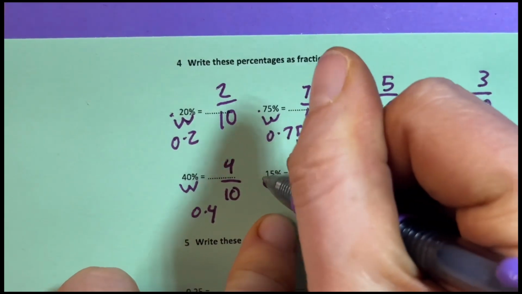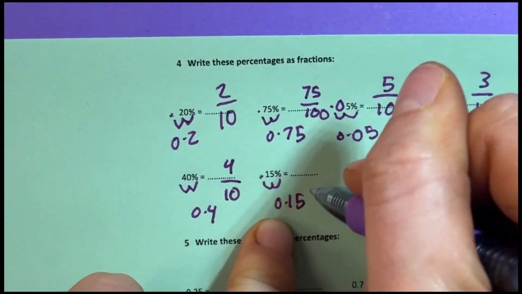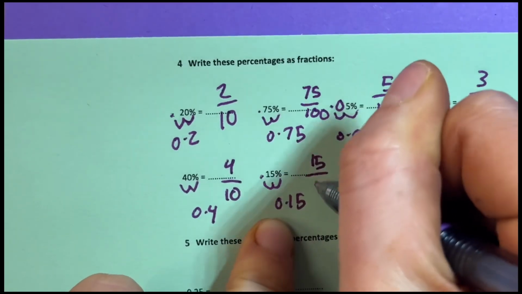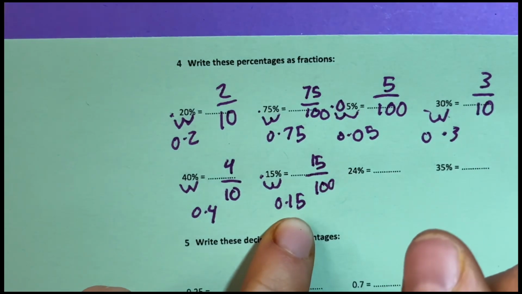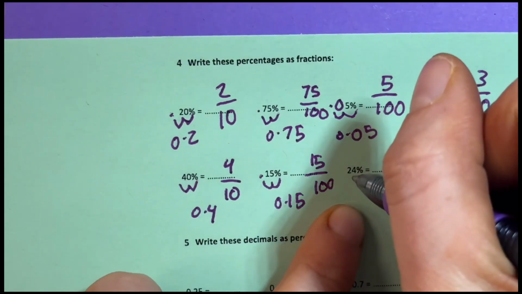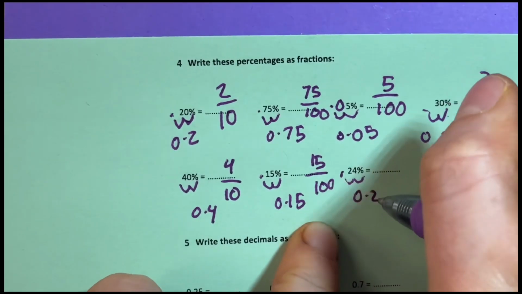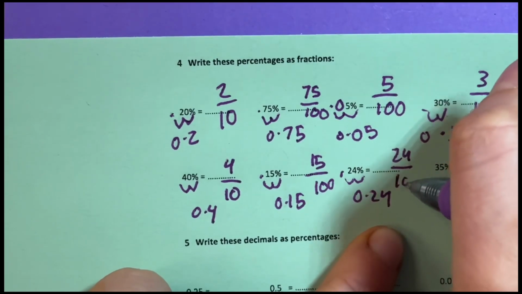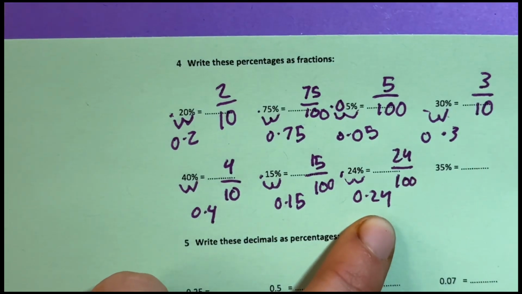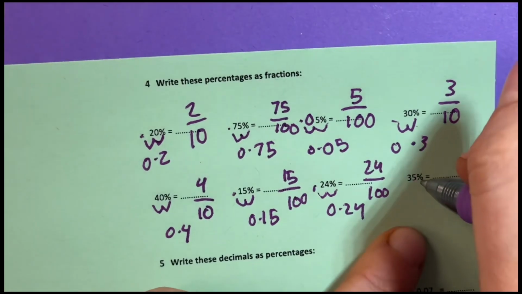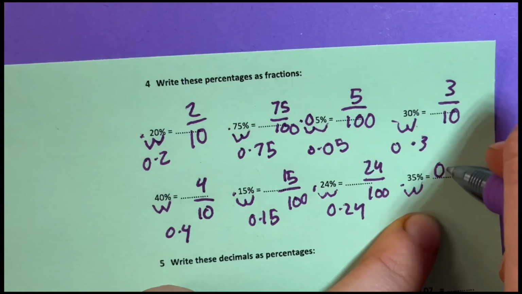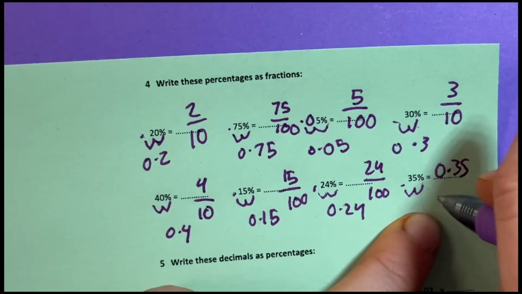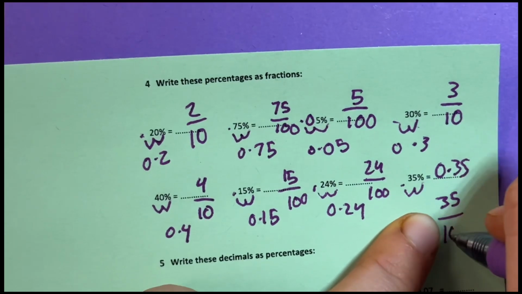15%, I move that over twice, 0.15, I get 15 out of 100 because that 15 is in the hundredths place. 24%, I move that over twice, 0.24, I get 24 out of 100 because that 4 is in the hundredths place. And then the last one, 35%, I move this over twice, I get 0.35, which is going to be 35 out of 100.